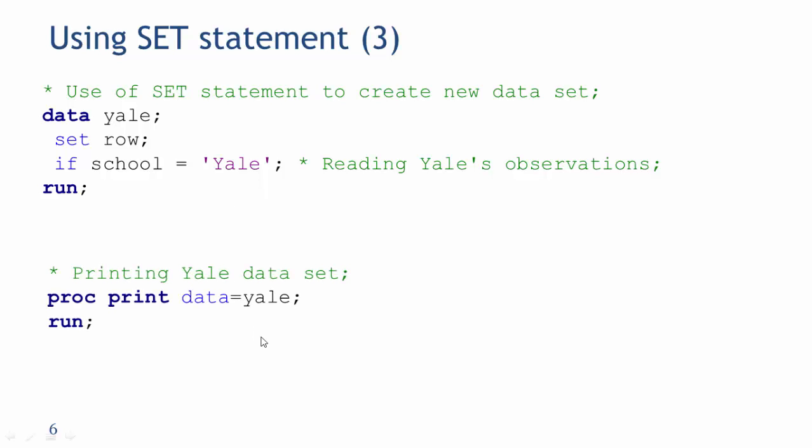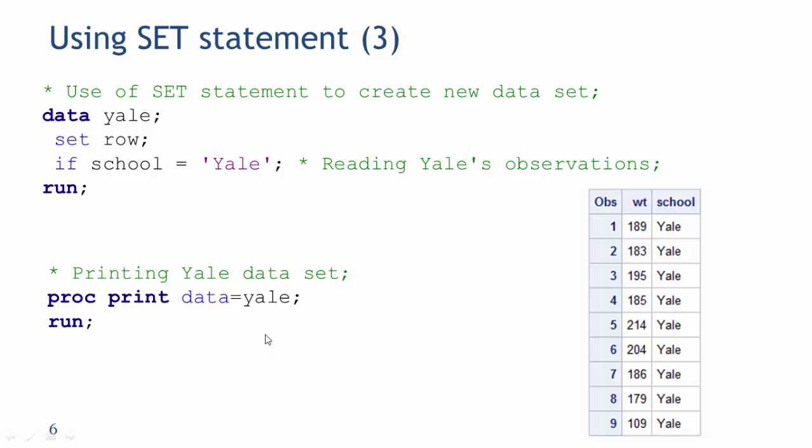Now we want to print the Yale data, and the data looks like this. The first 9 observations are from school equal to Yale, and the remaining observations were from Oxford.